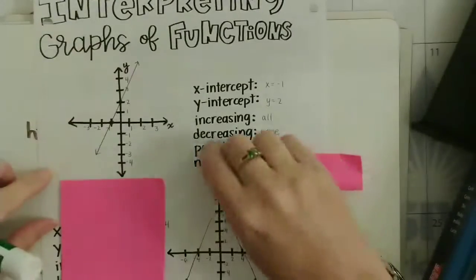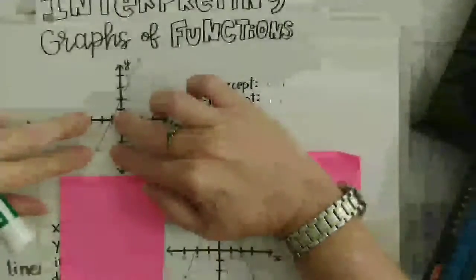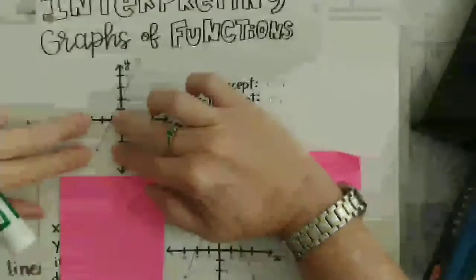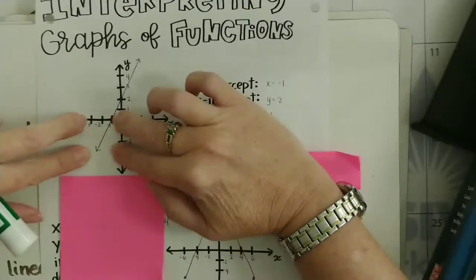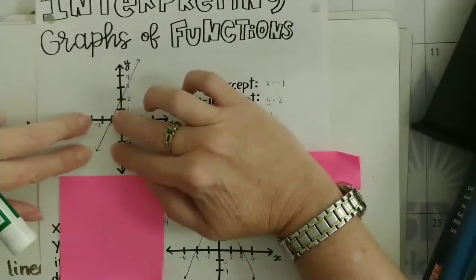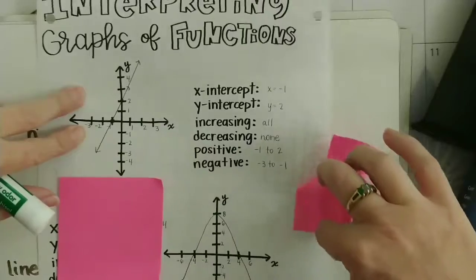Now we look at the area below the x-axis. And it looks like a good estimate would be between -3 and -1 is where we're falling below the x-axis.